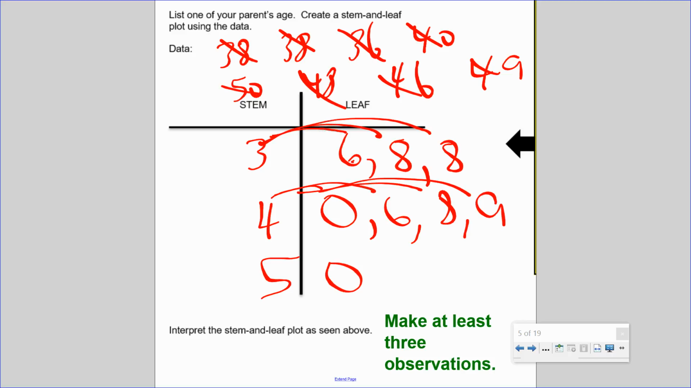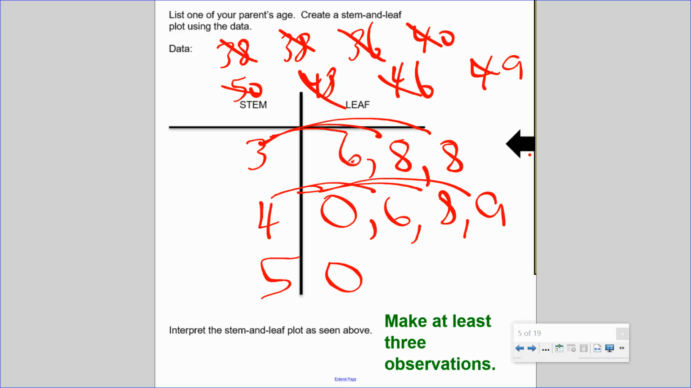Make at least 3 observations. What can you tell me about this stem and leaf? The youngest person is 36 years old. The oldest parent is 50. Anything else? It ranged from 36 to 50. The median is 38. No, I'm sorry, the mode is 38. That's the most common age in here.